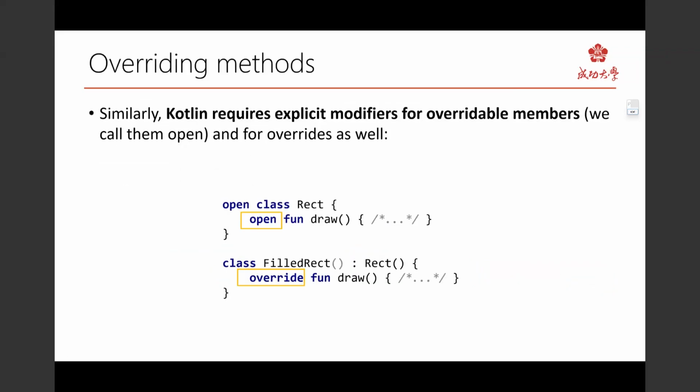Similarly, Kotlin requires explicit modifiers for overridable members. Here's a very simple example. We have an open class named Rect over here, and we have another class named FilledRect. Obviously, FilledRect inherits from the Rect class. Suppose we wanted to override the draw function defined inside the Rect class, then we need to put the override keyword in front of the draw function inside the FilledRect class.